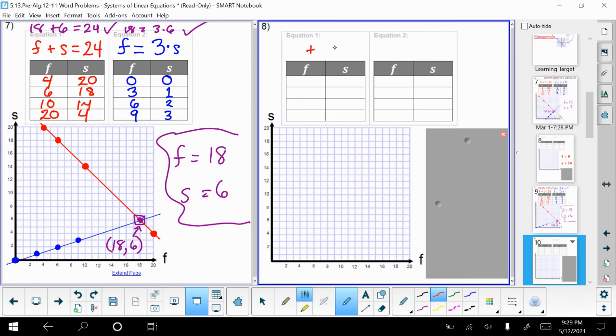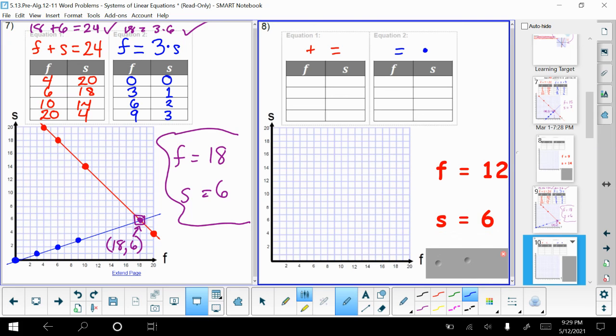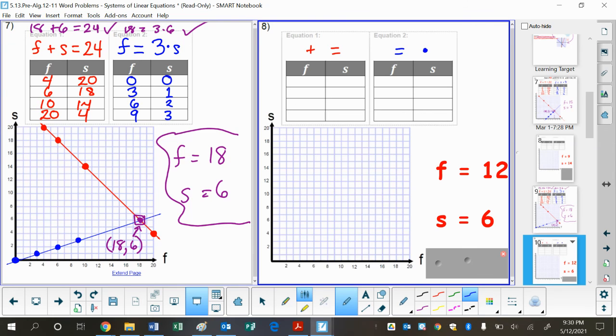Number 8, you should see an equation with the sum, another equation with the product, and if you were to graph both of those equations, you would find that one solution would be when f, the first number, is 12 and s, the second number, is 6. And I say one solution, but really that's the only solution that will work for both of those equations.